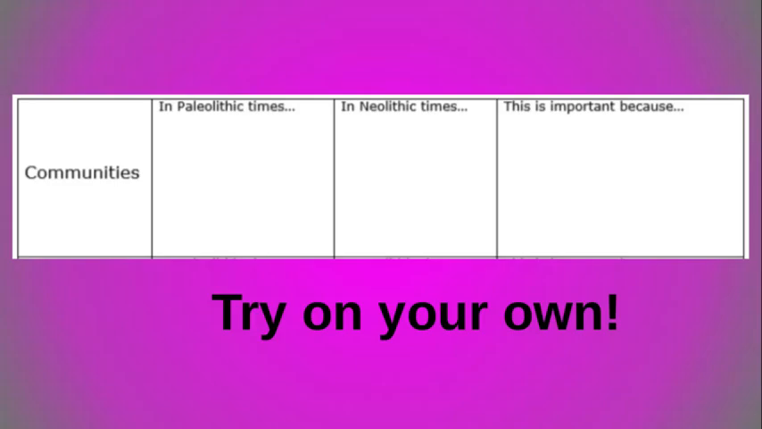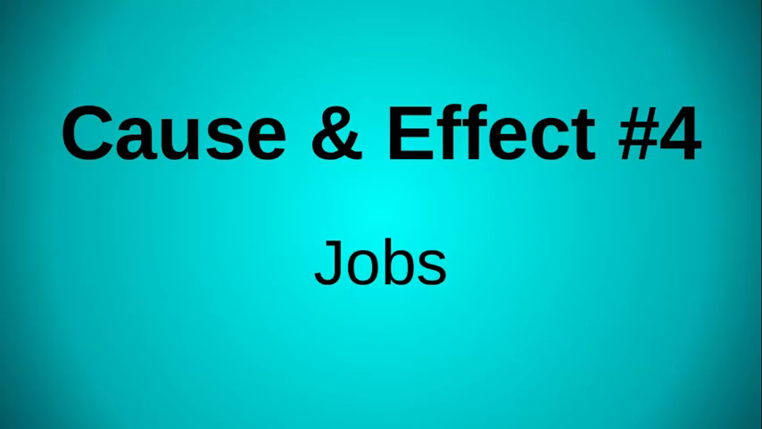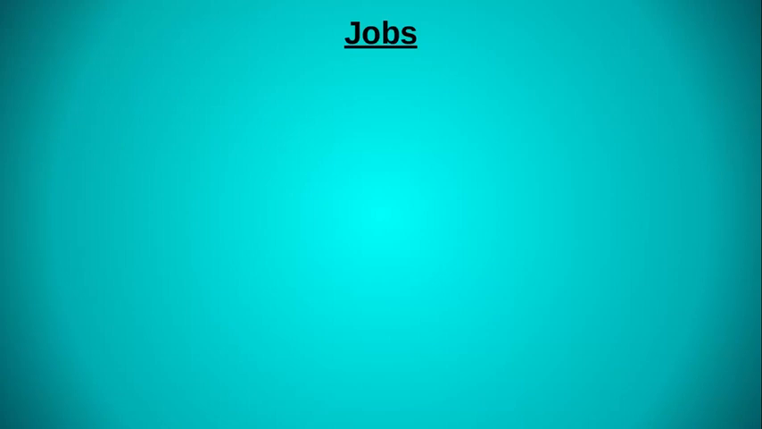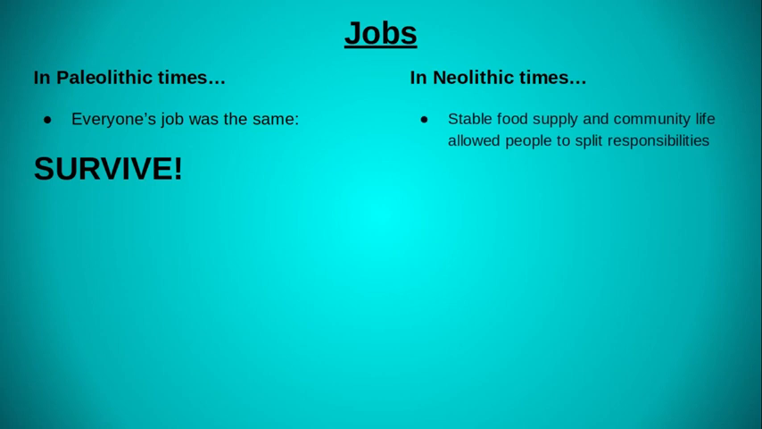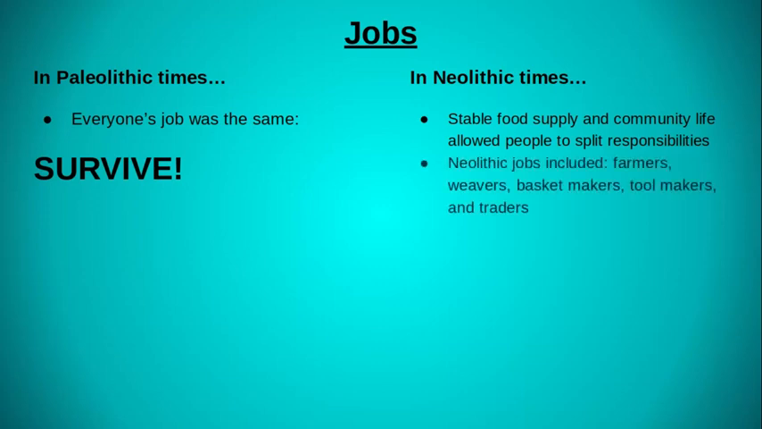Okay. All right. Cause and effect number 4, jobs. So jobs. In Paleolithic times, everybody had the same job. And that was one thing: to just survive, okay? No one was doing anything else. Survival mode was on, and that was it. In Neolithic times, though, now we have a stable food supply. We live in permanent shelters. We now live in a community. We now get to split responsibilities. We're going to have some new jobs pop up. Okay, we're not just farming or hunting and gathering. We're weaving. We're making baskets. We've got tool makers, and we're going to have people start to go out and start trading too.